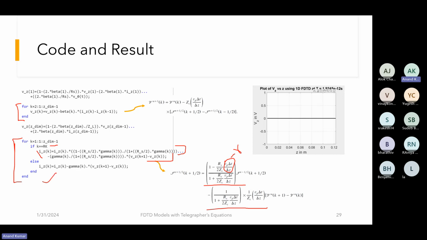So we modified the update equations in the MATLAB code, and then we can use these codes to simulate the series resistor. At this particular location, which is in the middle of the simulation space, we have included the resistor, and due to the resistor, there will be some reflection and attenuation. So you can see the amplitude of the wave was reduced, and we have some reflections due to the impedance mismatch.